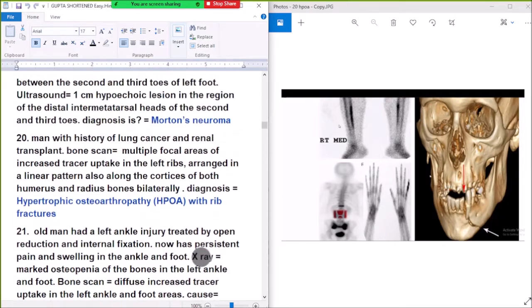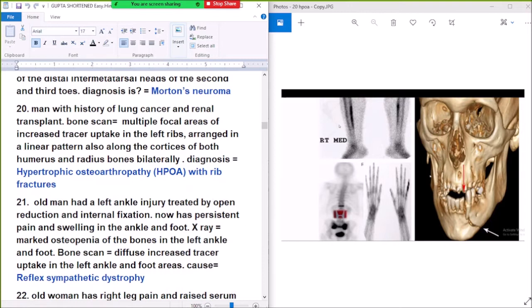Question number 20. Man with a history of lung cancer and renal transplant. Bone scan shows multiple focal areas of increased tracer uptake in the left ribs arranged in a linear pattern, also along the cortices of both humerus and radius bones bilaterally. Diagnosis: hypertrophic osteoarthropathy with rib fractures.